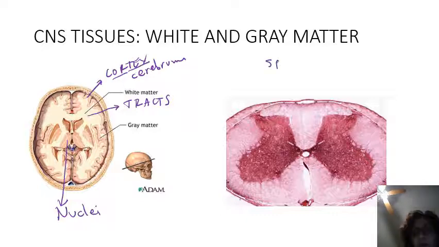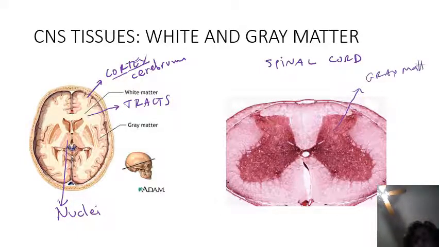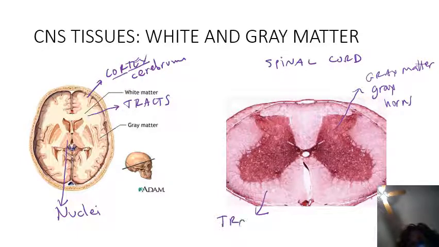In the spinal cord, and this is a cross-section of a spinal cord, white matter surrounds gray matter. Gray matter in the spinal cord is called gray horns, while the white matter is also organized into tracts called white columns.